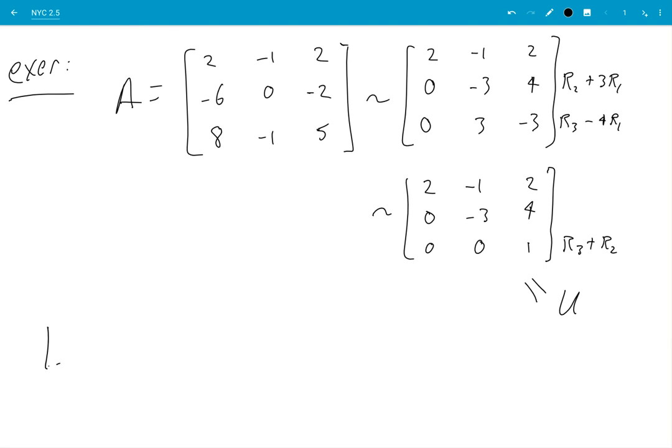Now for L, you start with the identity, which is 3 by 3 in this case. And then you go through this sequence backwards. Row 3 plus row 2. That's going to give me my minus 1 here. Then I get a plus 4 from this minus 4. And then I'm going to have a minus 3 from that plus 3.